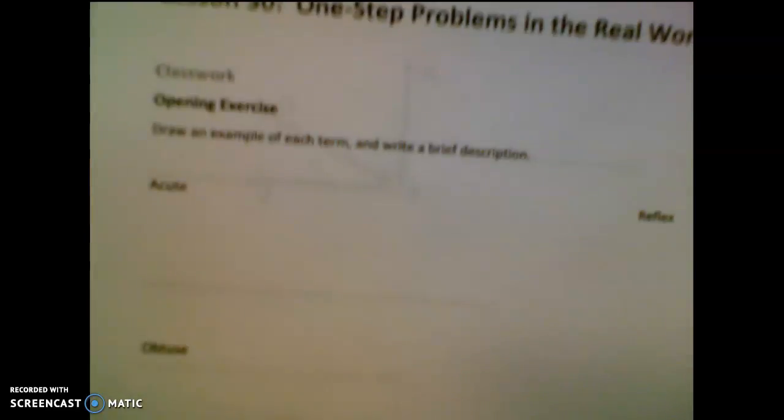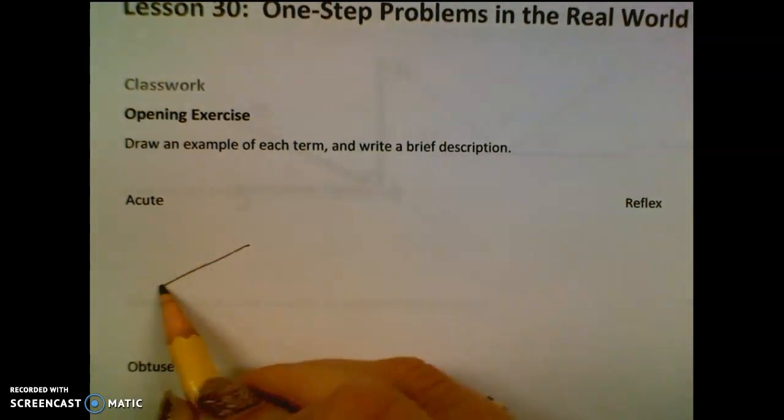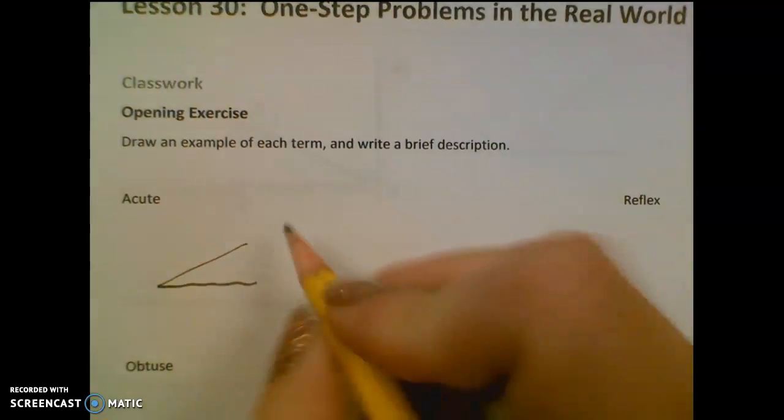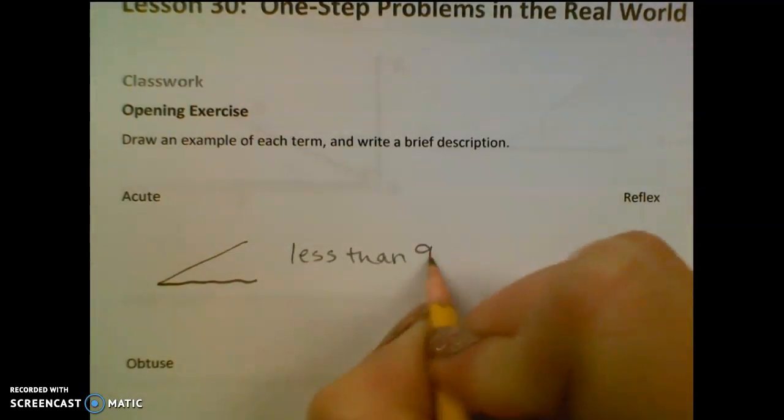So after you have that done, push pause to do that work, and then check back in to see if you are correct. If you are back with me, it means you have solved these on your own, or you have put your answer down of what you think. An acute angle is just like it sounds. It's a little angle. An acute angle is anything less than 90 degrees.